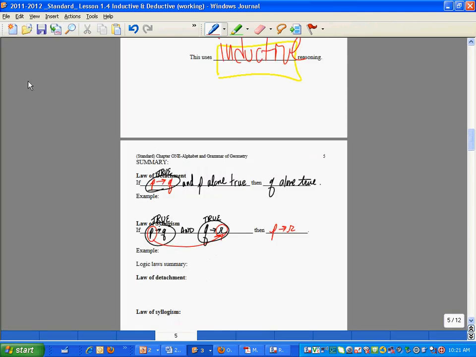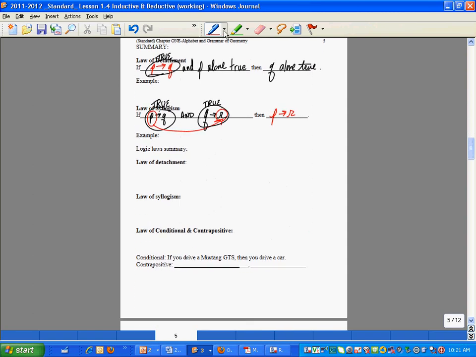Next one, syllogism. If P then Q is true and Q then R is true, we can connect P to R. That's called syllogism. Nice fancy word. Next time you hear a syllogism, because parents and teachers were famous for this. Parents, teachers, coaches, they'll say, if you get good grades, you get into a good college, you'll get a good job. Therefore, if you get good grades, you get a good job, you're successful, whatever.